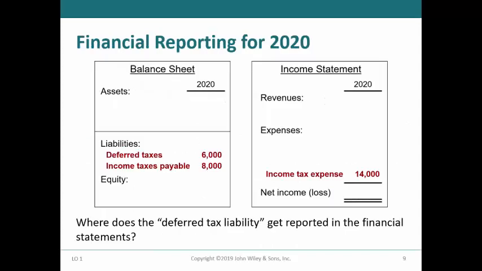This slide shows the balance sheet and income statement effects of the timing difference in the first year. On the balance sheet, we will have a deferred tax liability of $6,000 and income taxes payable of $8,000 per the tax return. We will have income tax expense of $14,000 on the income statement, which is consistent with GAAP-based income.